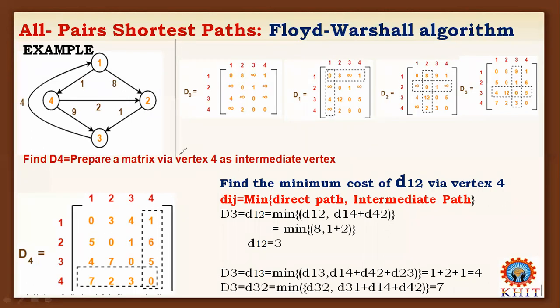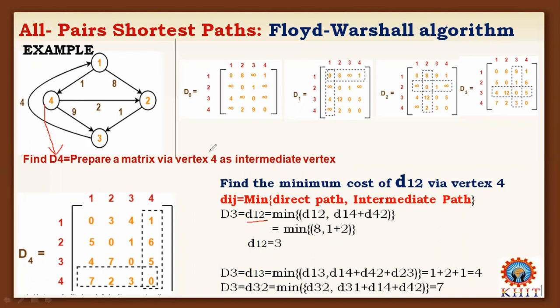Friends, here vertex 4 is considered as the intermediate vertex. Now we need to find 4 to 1, 4 to 2, 4 to 3, we need to find the values. Now here, first find D of 1 to 2.